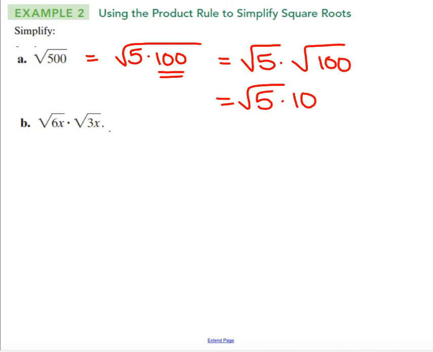Now that's kind of different. I would say put your 10 out in front and then leave your radical at the very end. And that's the most simplified you can go. All right, part B, the square root of 6x times the square root of 3x.